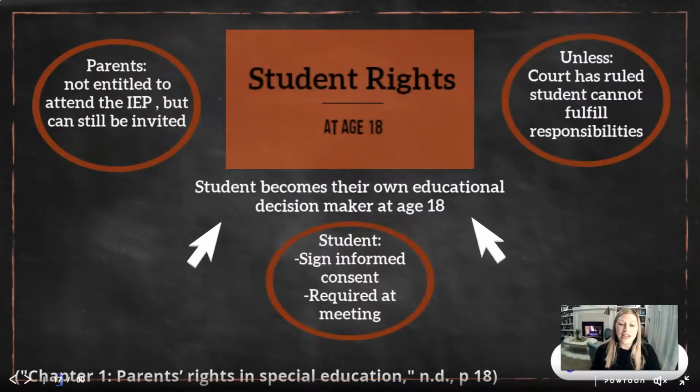At the age of 18, the student becomes their own educational decision maker. So the student is the one to sign the informed consent, and they're the ones required at the meeting. Parents are not entitled to attend the IEP, however, they can still be invited, and it's usually encouraged unless the student doesn't want them there. Unless the court has ruled the student cannot fulfill the responsibilities, then the court will order the parent to become a legal guardian, and then they will again be the ones that are signing the informed consent.